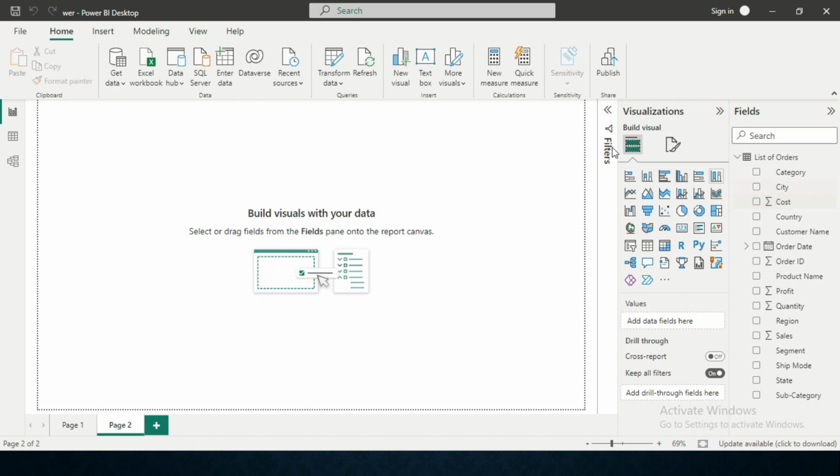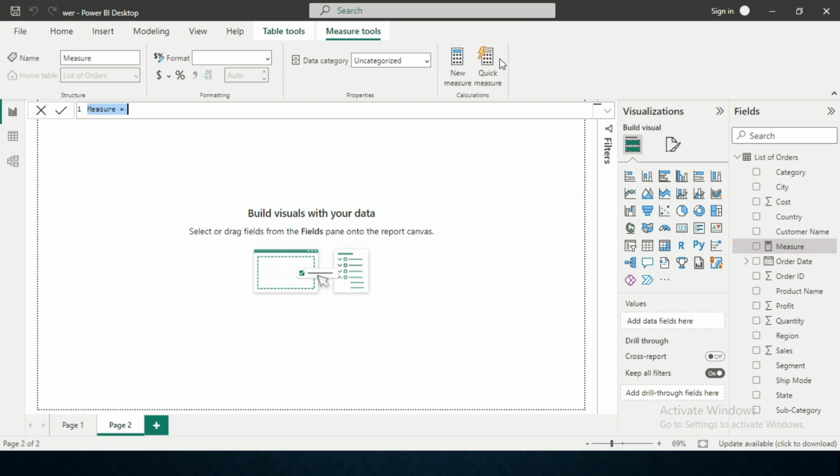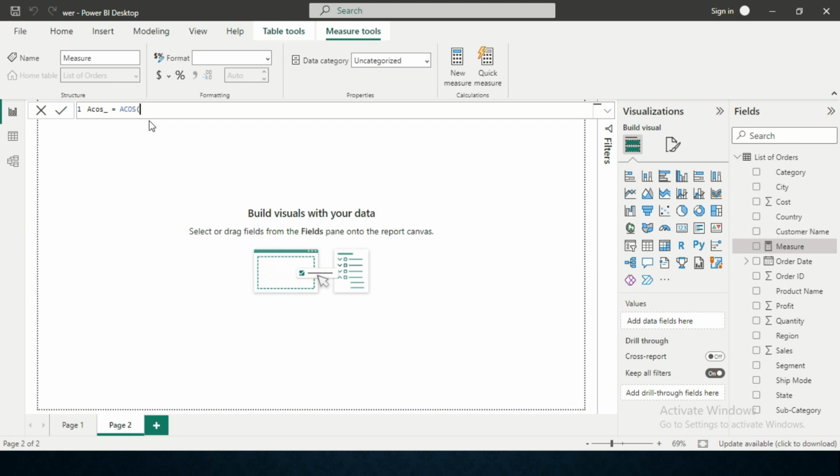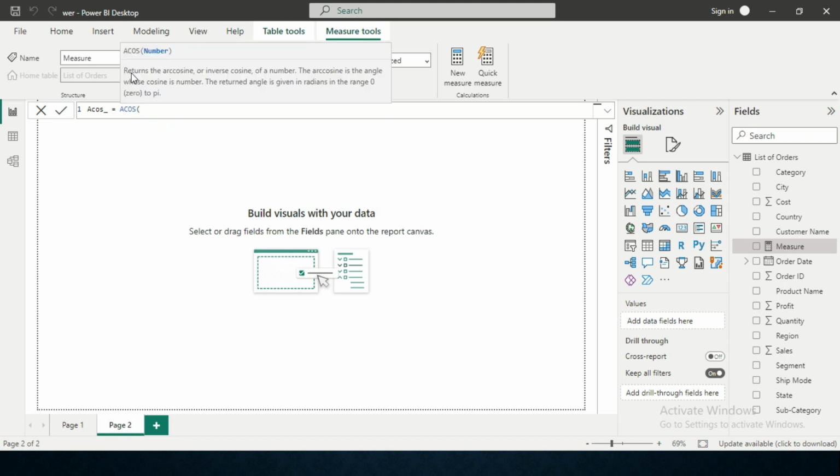So I'm going to create a new measure and name it ACOS underscore, equal to ACOS. Click the tab key, so you will get to know what is the use of this ACOS function. This mentions that it returns the arccosine, or inverse cosine, of a number. The arccosine is an angle whose cosine is the given number. The returned angle is given in radians in the range of 0 to pi.